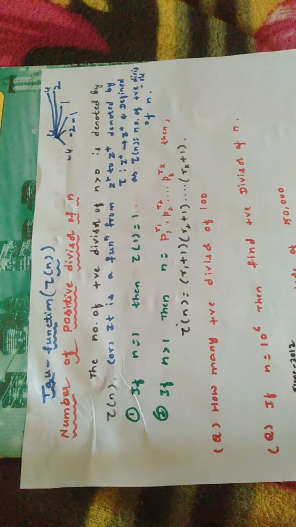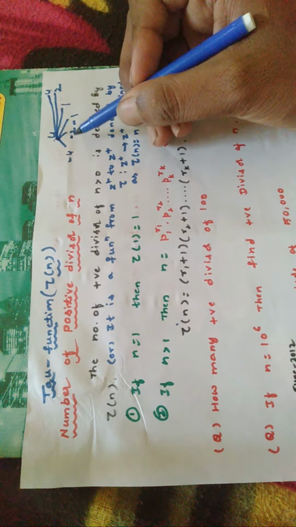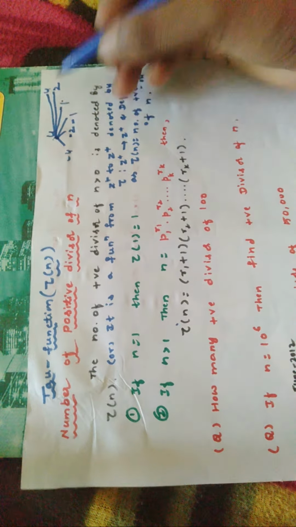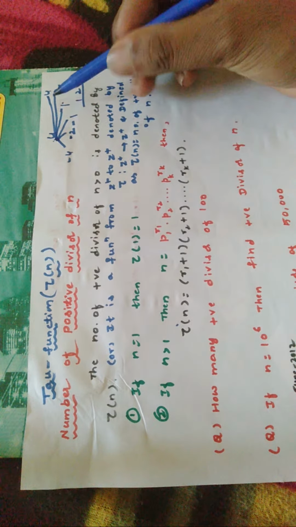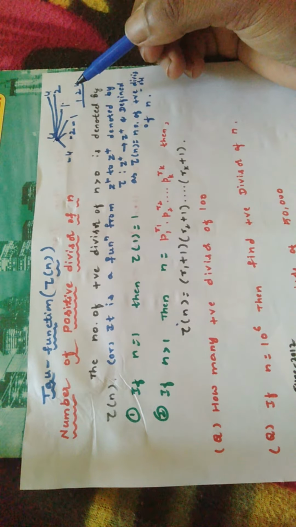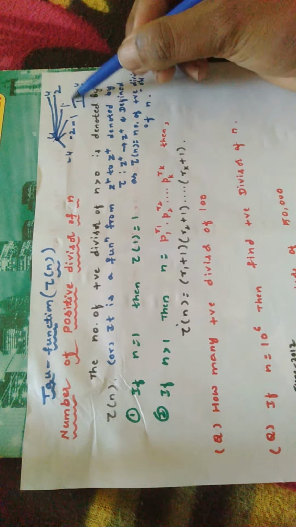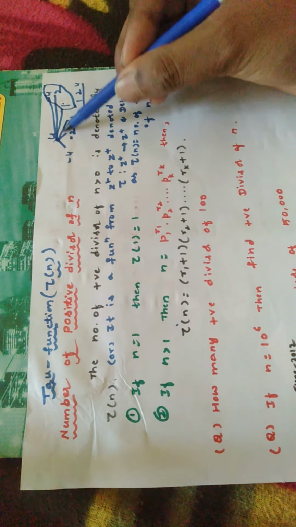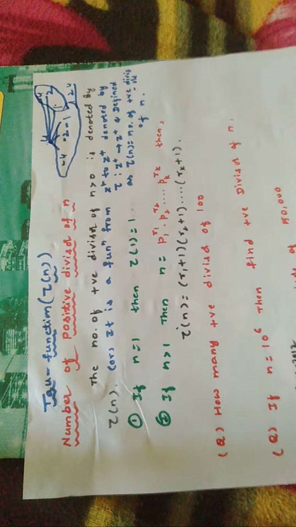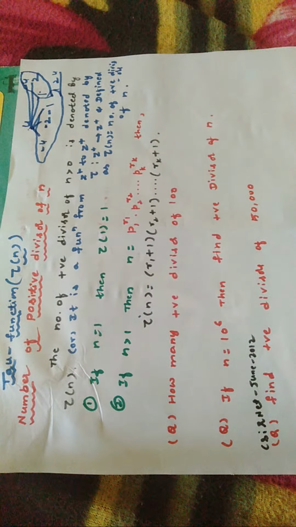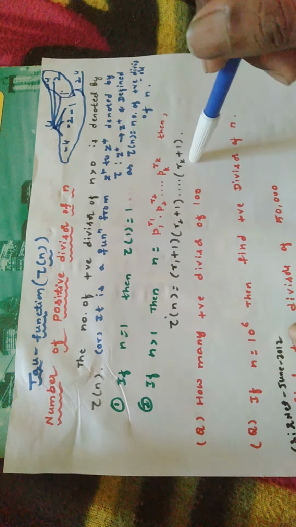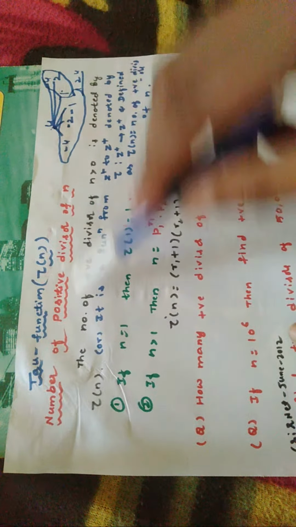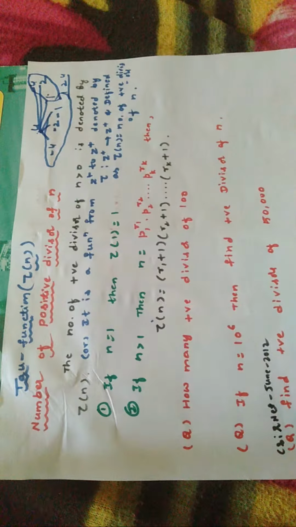Among these, which numbers are positive? 1, 2, 4 are the positive numbers. These we call positive divisors, and these we call negative divisors. Then we come to the tau function. Tau function means the number of positive divisors of n, that we call tau of n. It is denoted by the symbol tau.